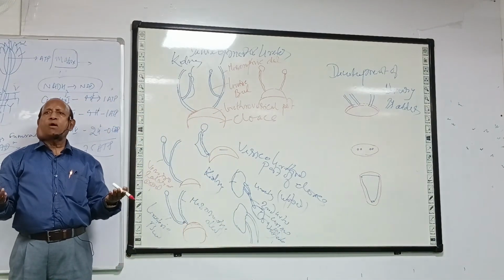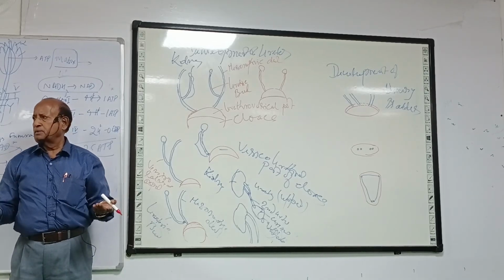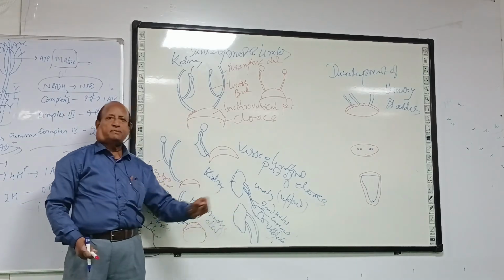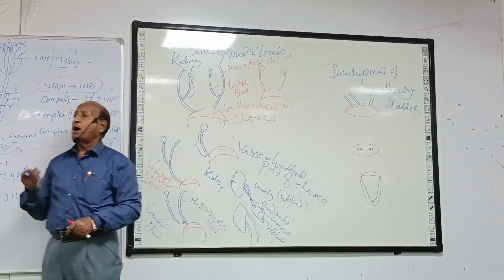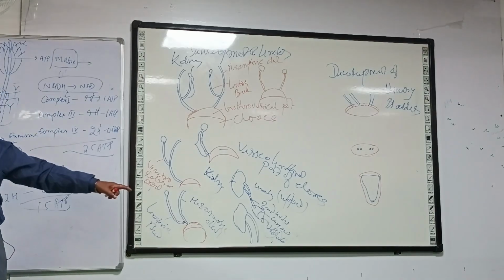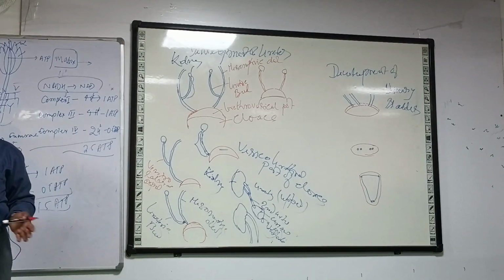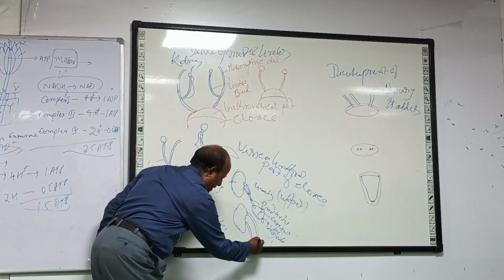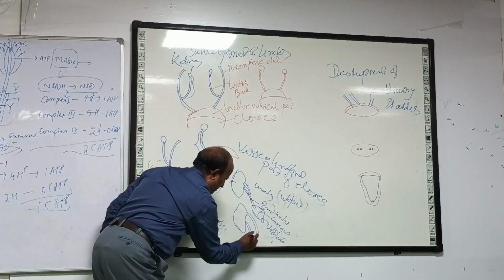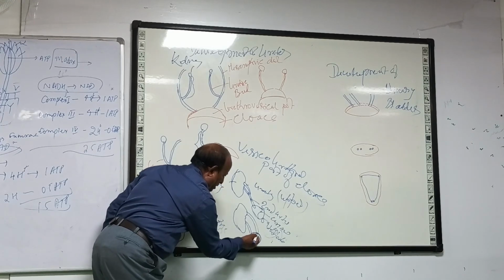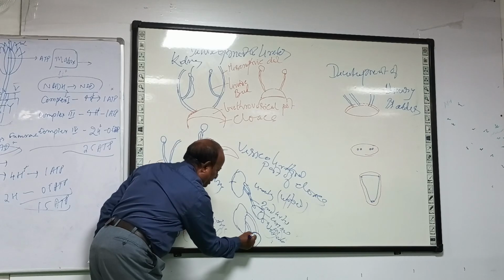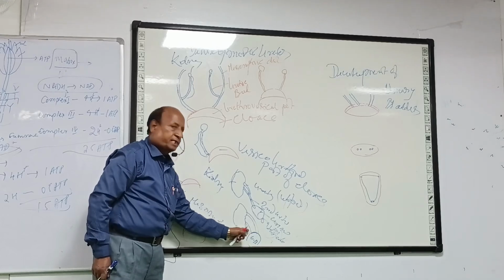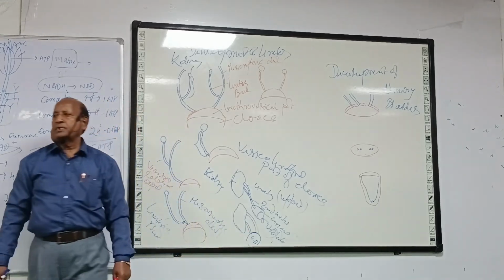Ultimately, the ureter opens where? In the urinary bladder. So there are two ureters. In the other diagram, what we find, there is development of two ureters, and both ureters open separately in the urinary bladder. This is the urinary bladder. So both ureters open separately in the urinary bladder.